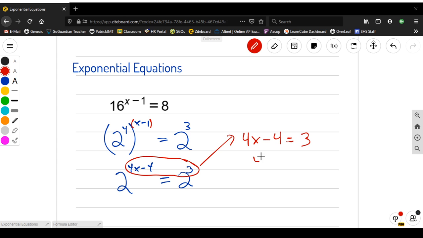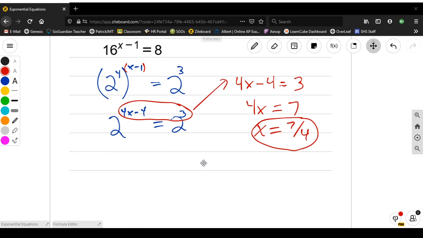And that's not too hard to solve. 4x equals 7. Just add 4 to both sides and divide, and we've got 7/4. All right? And there we go. That's the solution to our exponential equation.